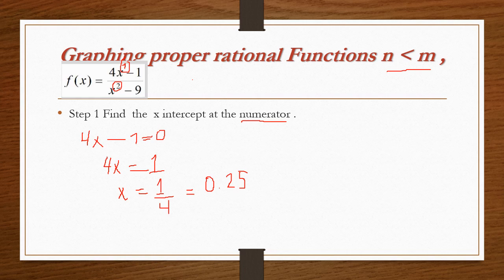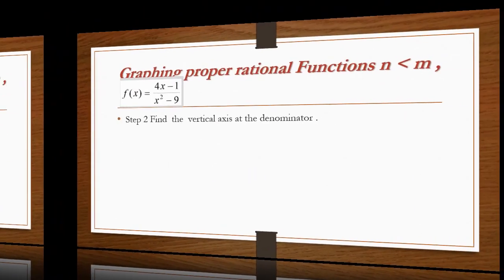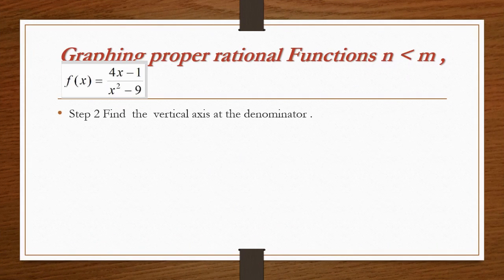Step number 2: find the vertical asymptote using the denominator. Here we have a difference of squares, x squared minus 9. You could factor this as x plus 3 and x minus 3, or you could simply use your radicals. So x squared minus 9 equals 0, x squared equals 9. Then we can take the square root of both sides.